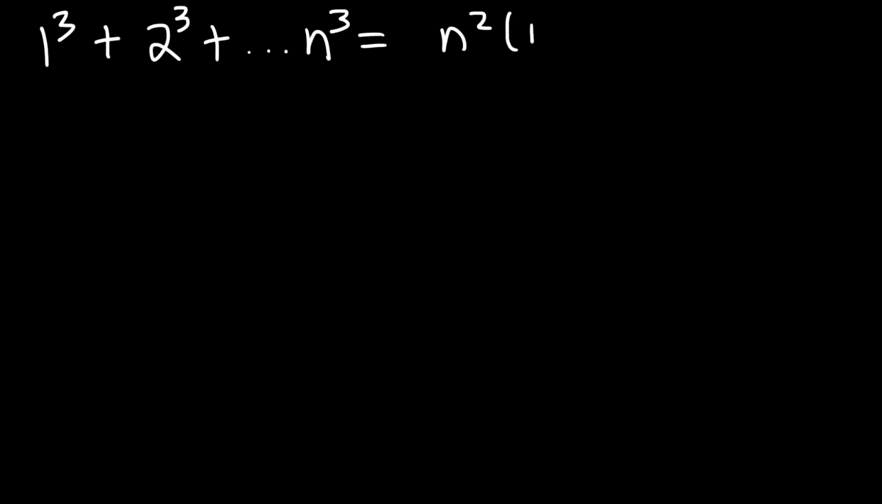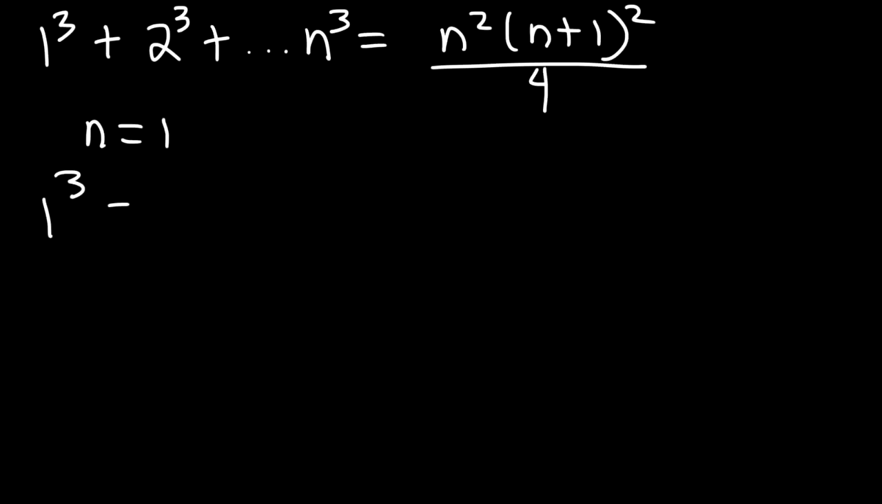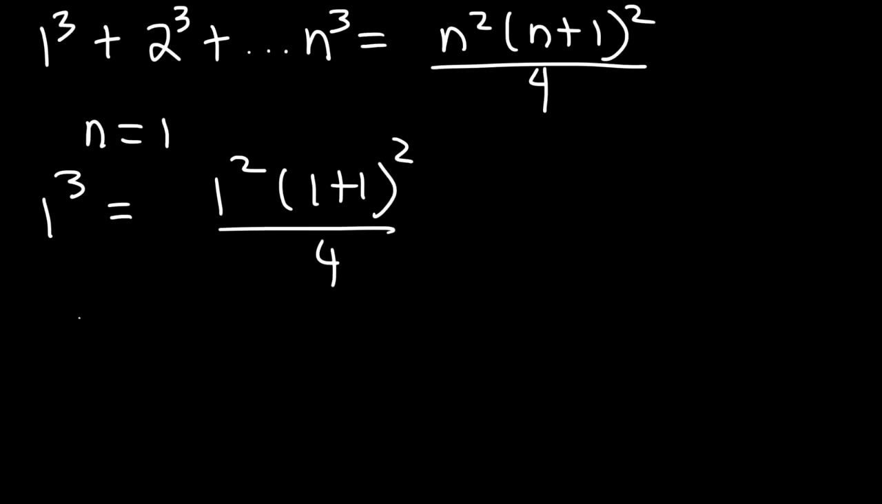Now let's try another example. So let's say that 1 to the third plus 2 to the third, and then up to n cubed, let's say it's equal to n squared times n plus 1 squared divided by 4. So let's show that it's true for n equals 1. So 1 to the third, that's going to equal 1 squared times 1 plus 1 squared over 4. Let's see if that's true.